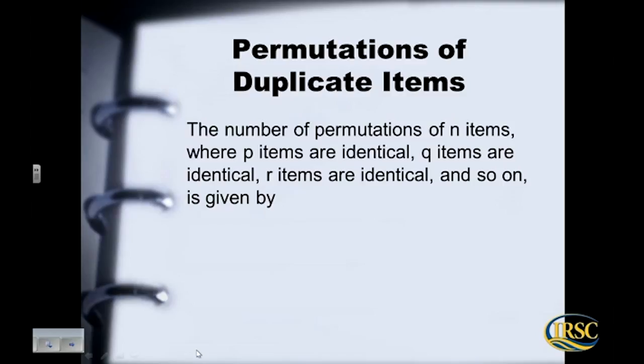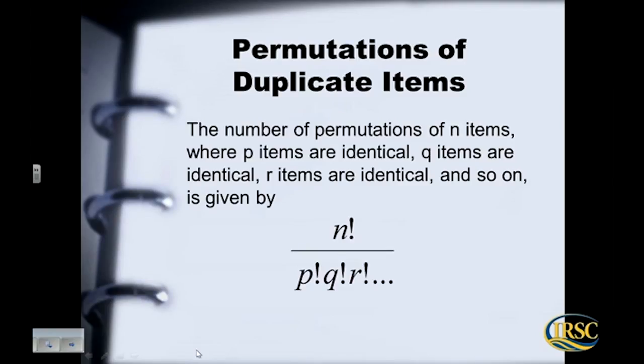So instead, you're going to modify your formula to look like this. You're definitely going to have your total on top, same as the other formula, but instead of dividing by the difference of the factorial, you're going to put the amount of identical items factorial first, the amount of the next identical items, and so on.